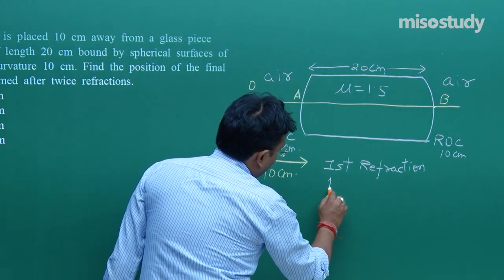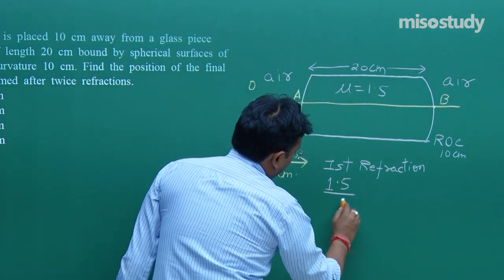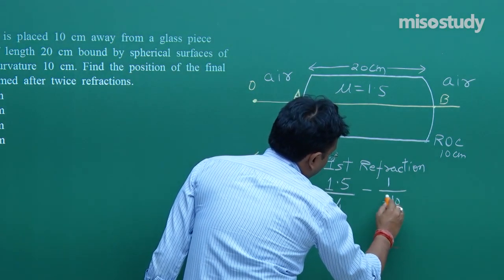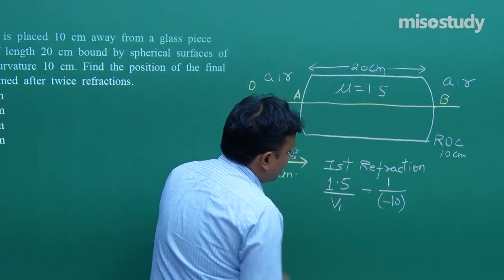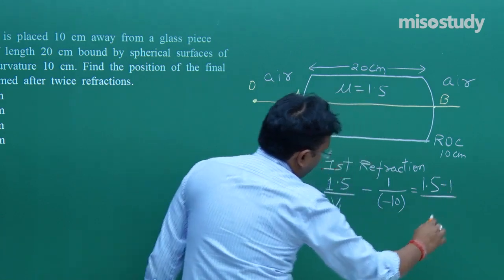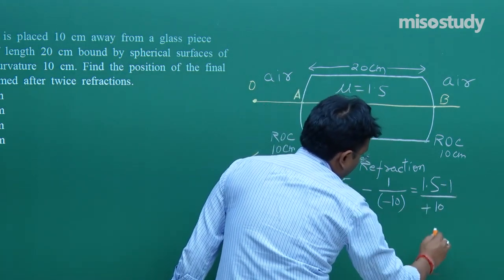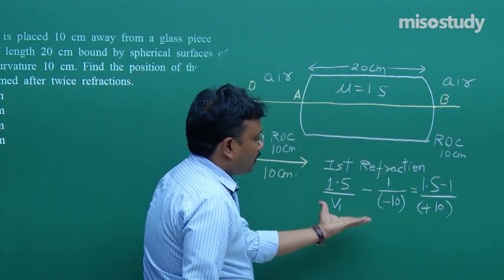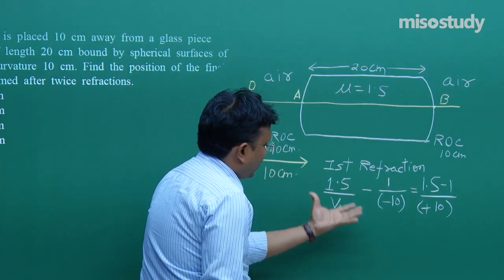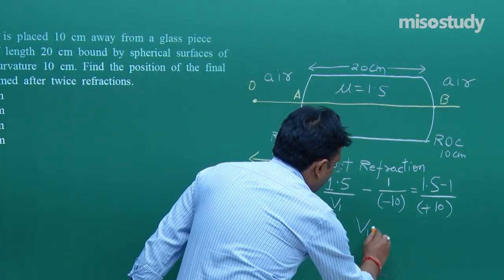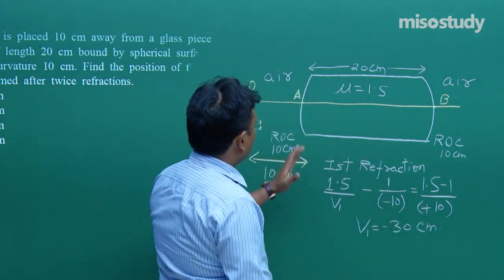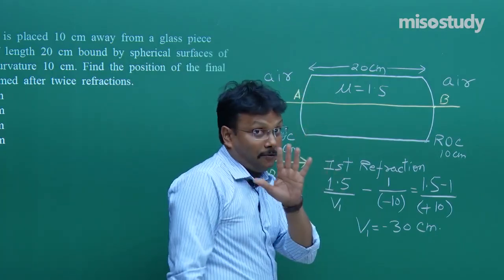So it's going to be 1.5 upon V1 minus 1 upon minus 10 is equal to 1.5 minus 1 upon plus 10. Solving this simple equation is very easy. So after solving, V1 is equal to minus 30 centimeter. Fine. So this is the situation after first refraction.